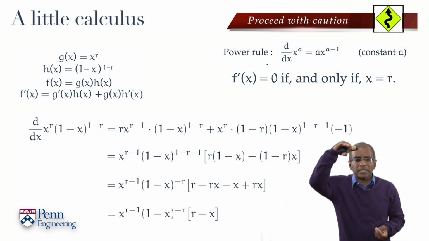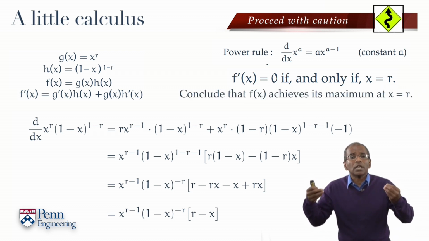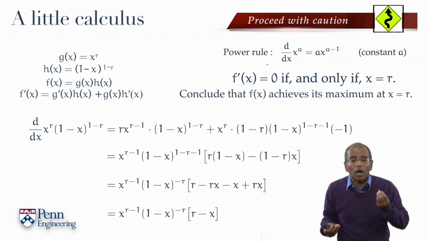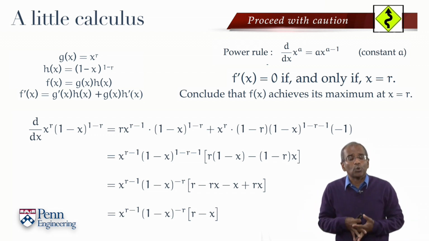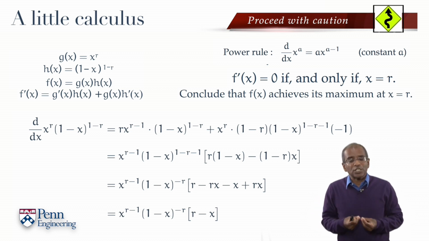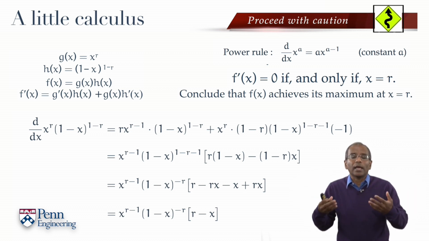So the maximum is going to be at an interior point, which is exactly at the point x equal to r. And therefore we conclude that the function f of x achieves its maximum when x is equal to r. R was s over n, and this leads to our conclusion that, in fact, the maximum likelihood estimate for your sample, estimating the unknown probability p, is exactly s over n.